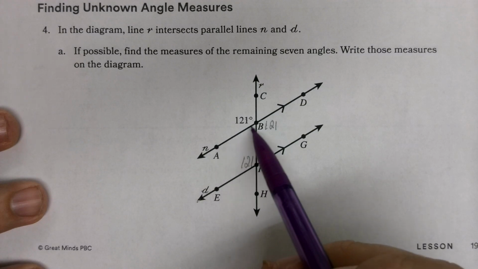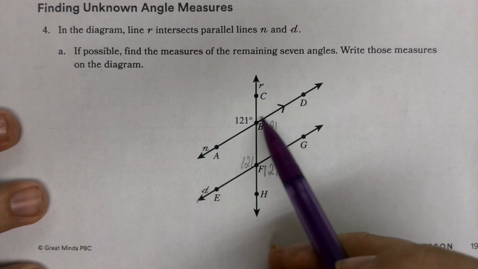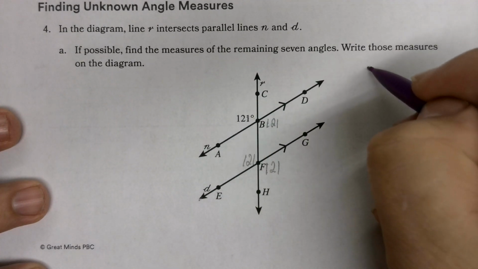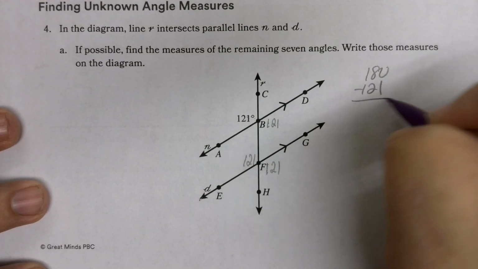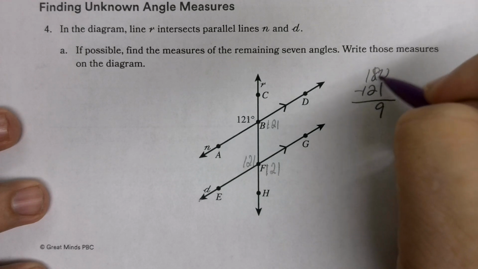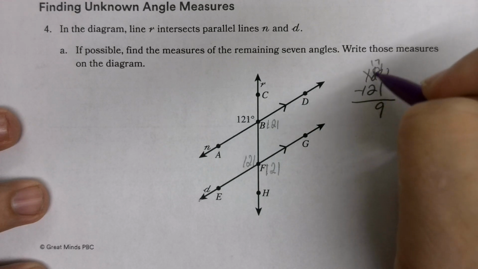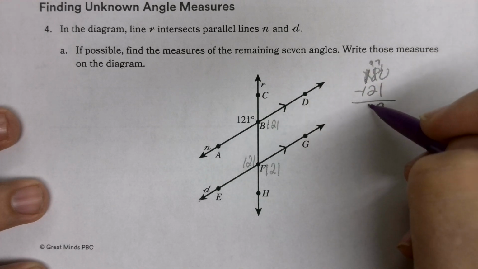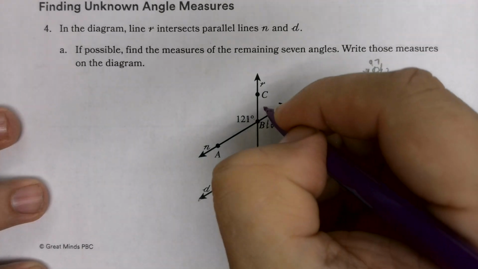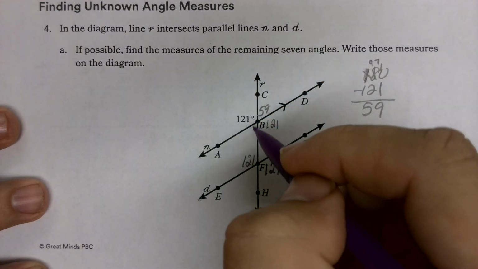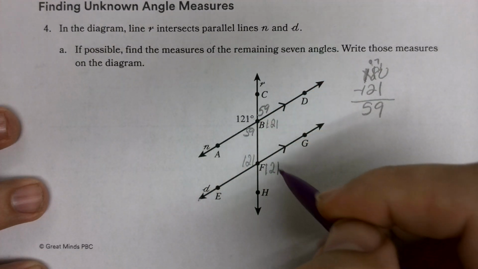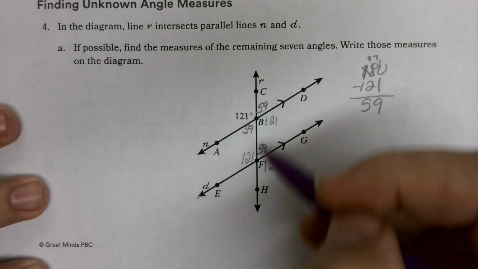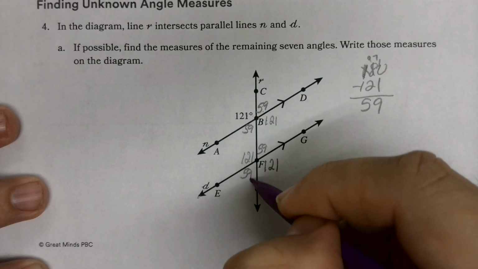Now, if you remember, angles on a line add up to 180 degrees. So to figure out what this angle would be, we just need to take 180 minus 121, which would give me 59. So if this is 59, my vertical angle is 59, my corresponding angle is 59, and the alternate exterior angle is 59.